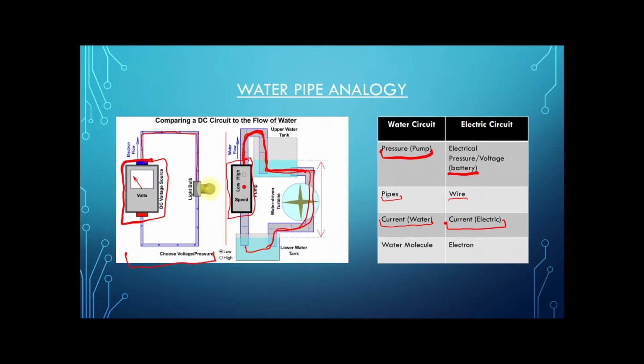Now again, in the water circuit, each individual water molecule is moving through the pipes, and the combination of all of these moving through the pipes gives us a current, or a flow of water.